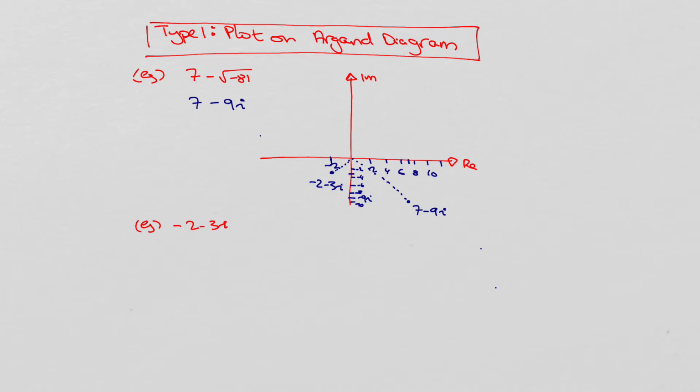That means I would go out 7 units on the real axis and down 9 units on the imaginary axis, and I would end up in the fourth quadrant. If I was to plot minus 2 minus 3i, I would go out minus 2 to the left on the real axis and down 3 units on the imaginary axis. In other words, I would end up in the third quadrant. And you can see if I join the dotted line all the way back from the complex number to the origin, that would be the length of the complex number, in other words, the modulus.